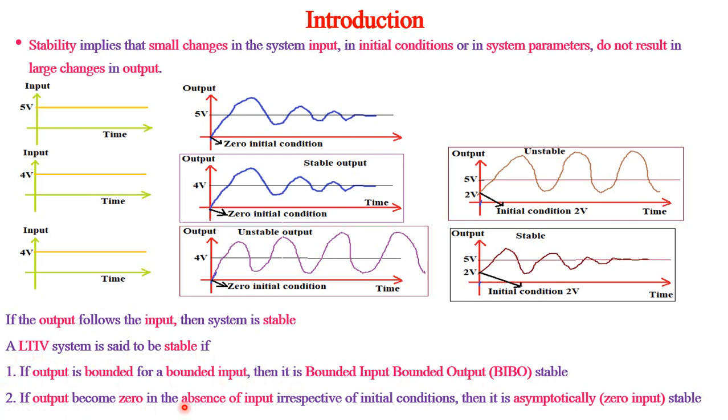Suppose there is no input, but there are some initial conditions. Normally we get initial conditions due to the energy storing elements. Because of the initial conditions, the output is not 0 initially, but the output becomes 0 after some time in the absence of input. Then we say it is asymptotically stable. Generally, if a linear time invariant system is BIBO stable, it automatically satisfies asymptotic stability. That means we need not check whether it is stable in the absence of input if it is BIBO stable.